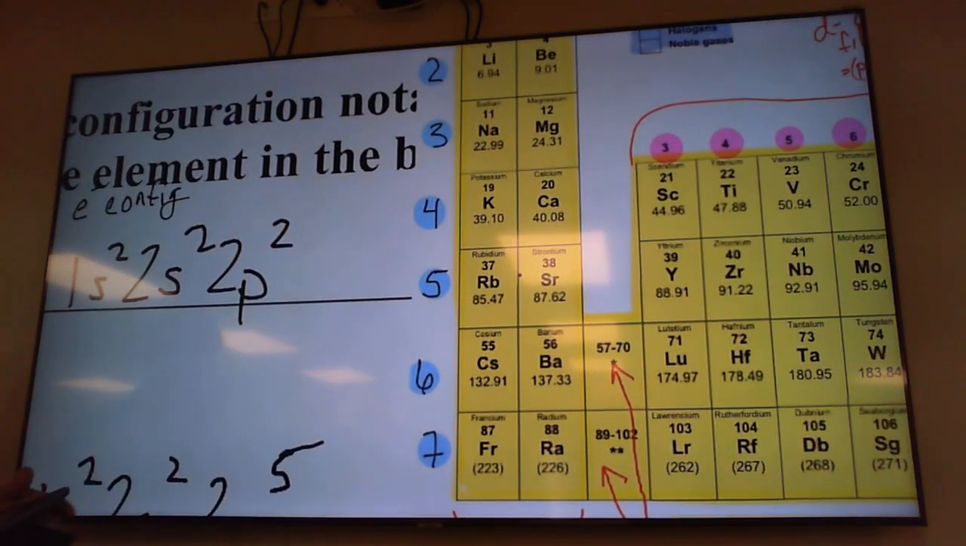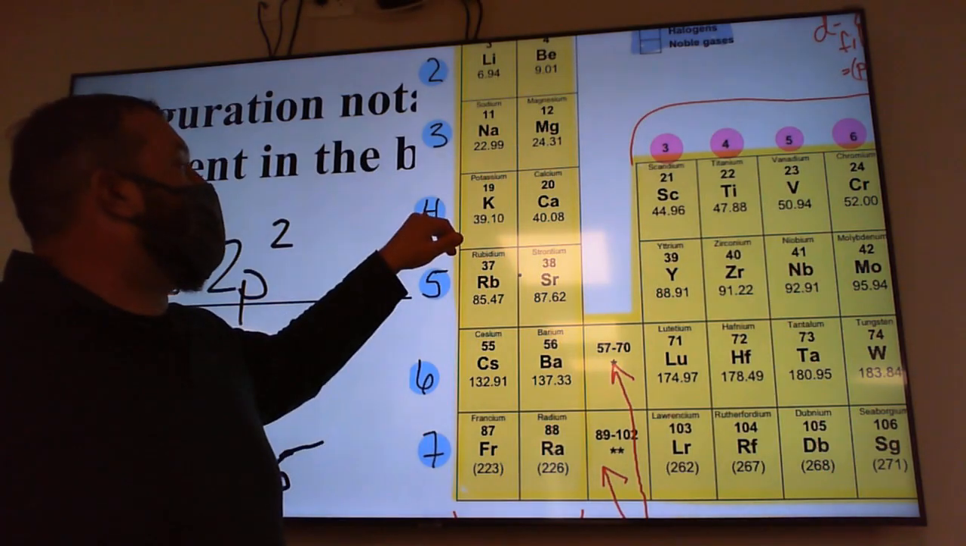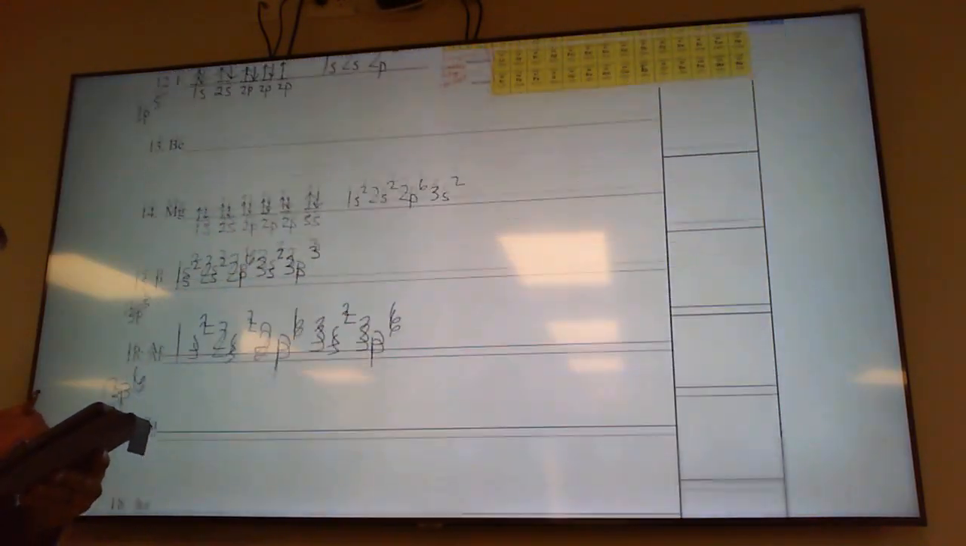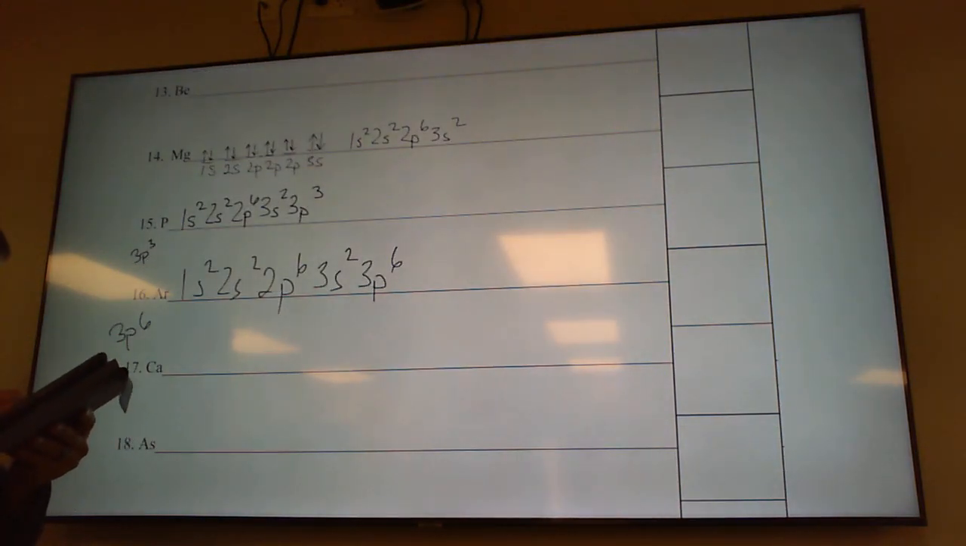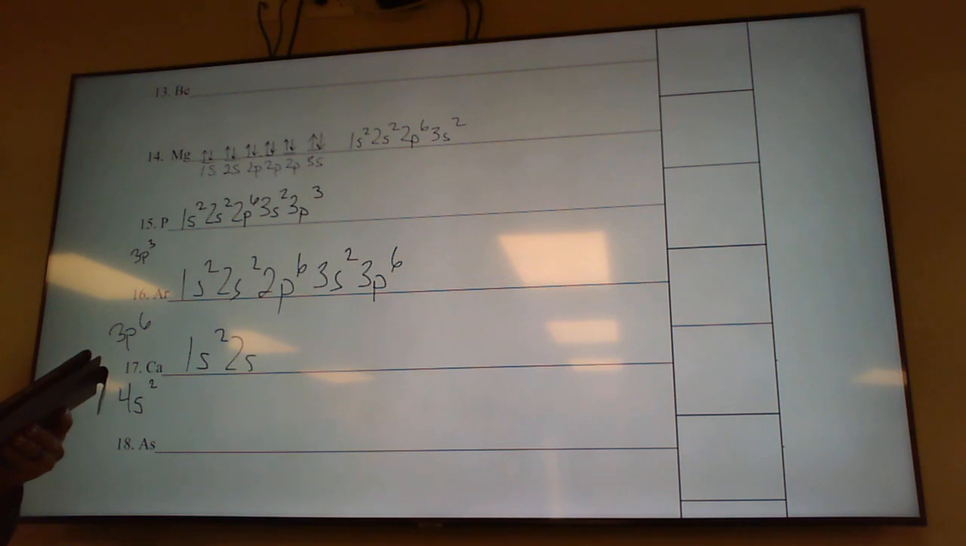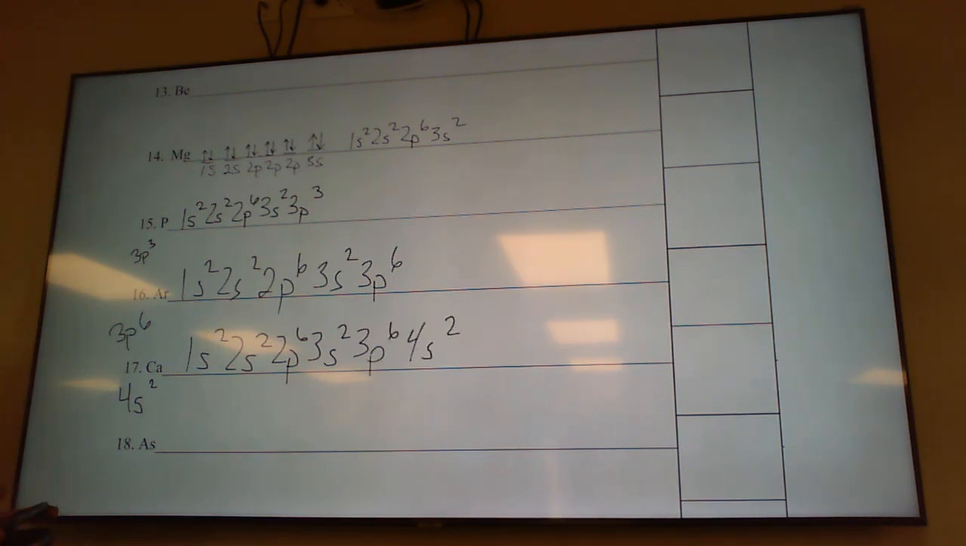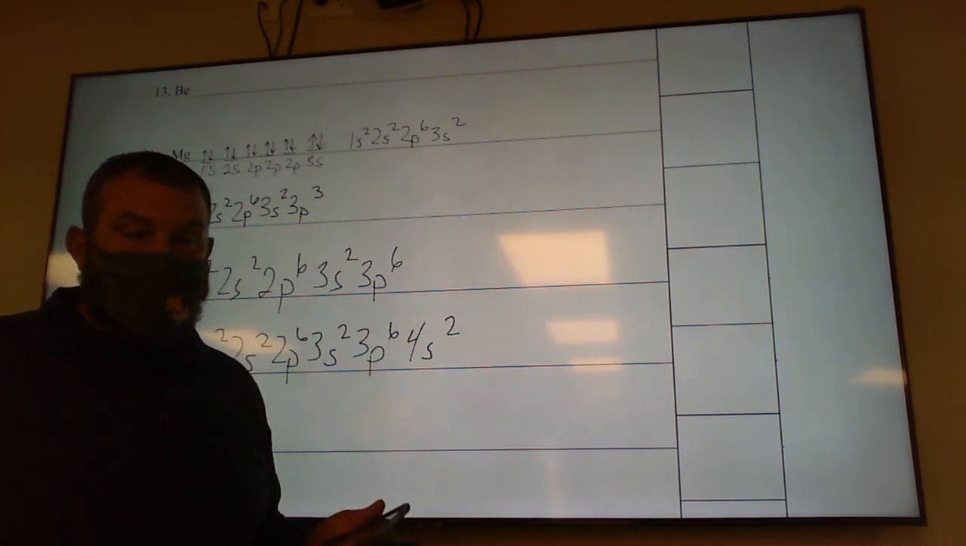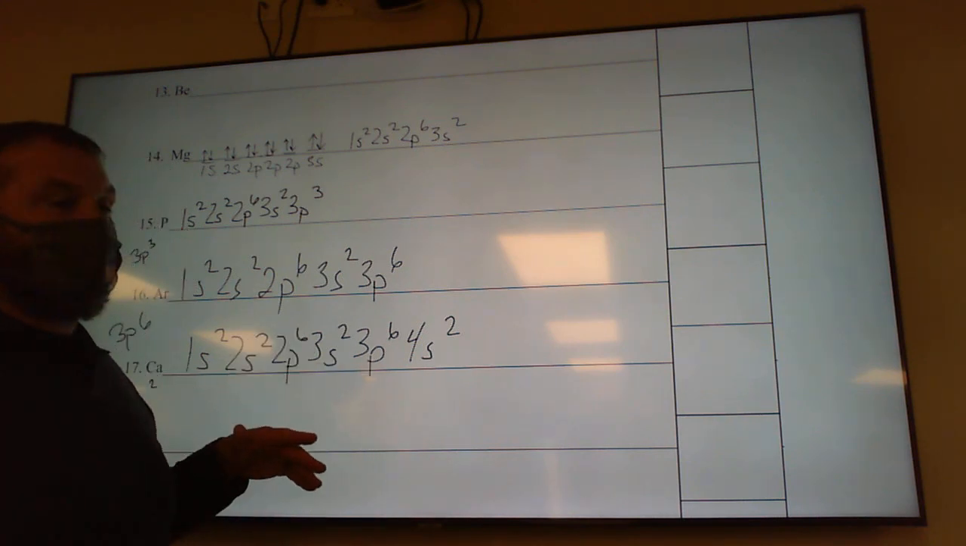Okay? Calcium. Calcium is way up here. It ends in 4s, 2 over. So I know calcium ends in 4s2. So 1s2, 2s2, 2p6, 3s2, 3p6, 4s2. It's done. Okay, we're just eliminating the arrows. That's really all we're doing. We're getting rid of the arrows, and we're only writing each orbital once.